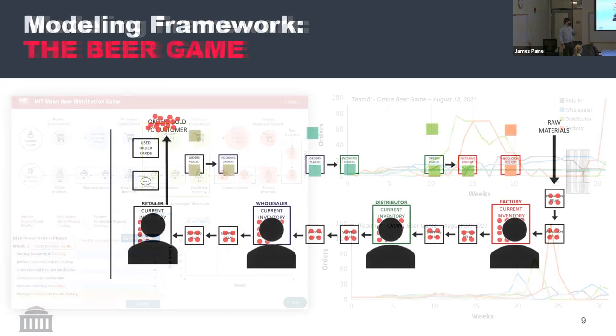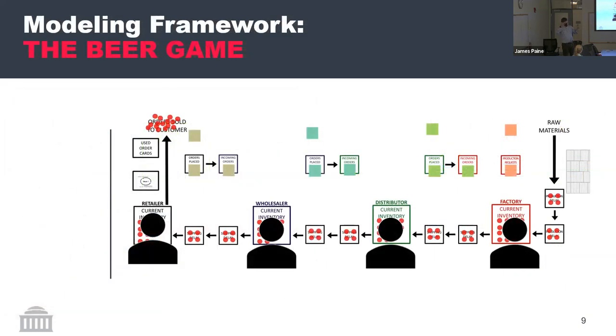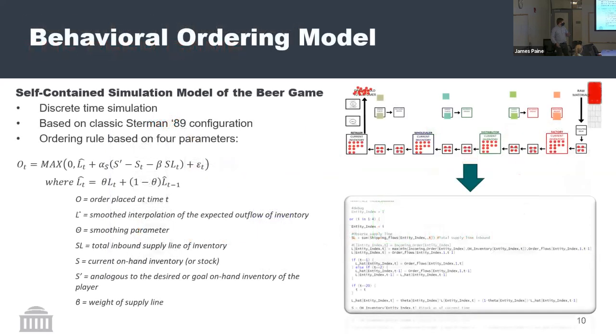So ultimately, what this project is doing from a modeling standpoint is you have this model of people making sequential decisions in a multi-echelon supply chain. And our question is, what can we do as a cost reduction measure when we replace one of these individuals with some sort of algorithmic approach? So let's start on the behaviorally model-centric side of this.